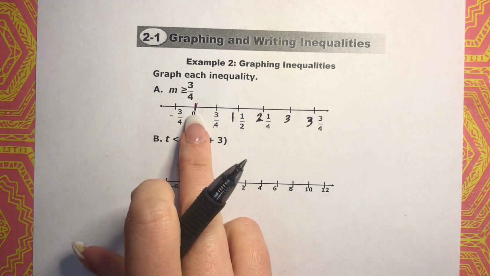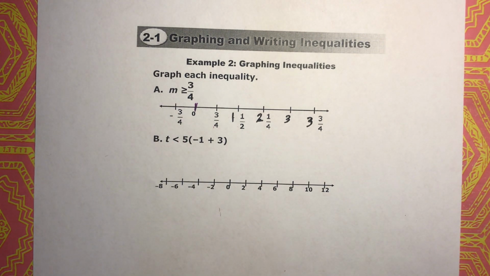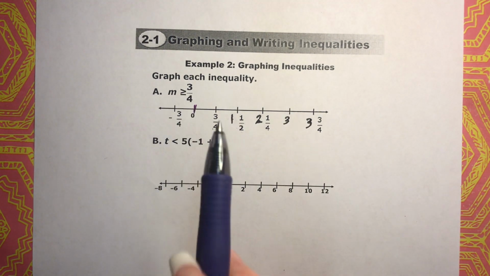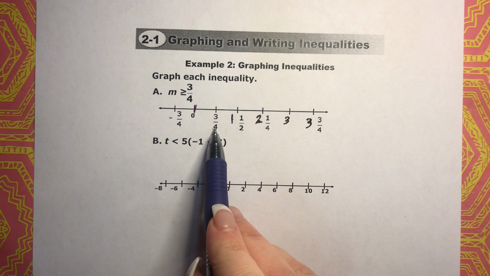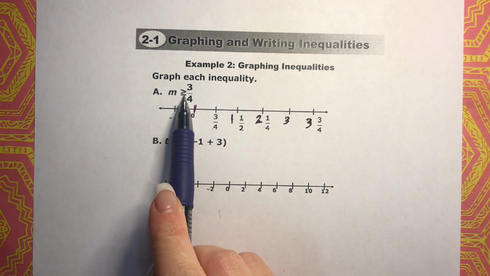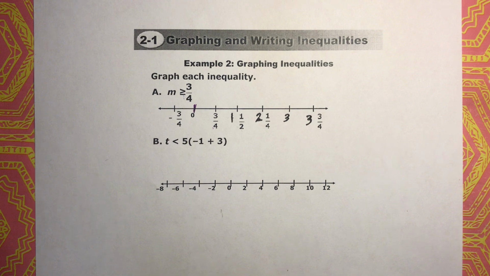And then if we go this way, we're going in increments of 3/4, so this one would be negative 3/4, okay? So I just wanted to make that a little better. So m is greater than or equal to 3/4, so I'm going to go right to 3/4, right here. And then am I going to do an open circle or a closed circle? We use a closed circle, all right? So that means that it includes 3/4.